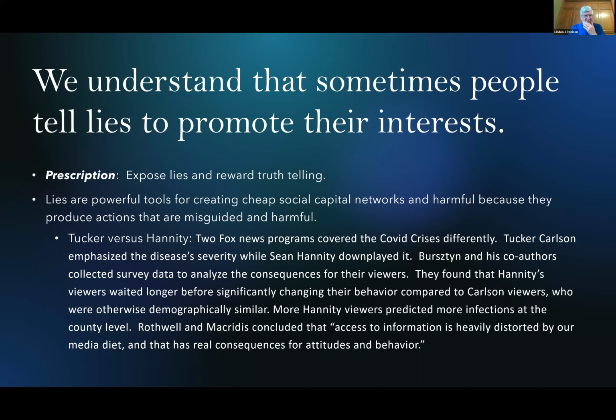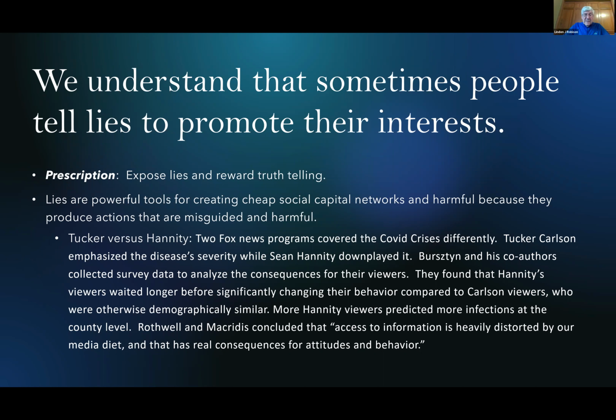For example, two commentators on Fox News, Tucker Carlson and Sean Hannity, both took different views of the COVID crisis, and they differed in how they emphasized the disease's severity. What researchers found was that Hannity's viewers waited longer before changing their behavior compared to the Carlson viewers, who were otherwise demographically similar. So here are two cases where both were proclaiming different stories, and of course one was probably more supported than the other.